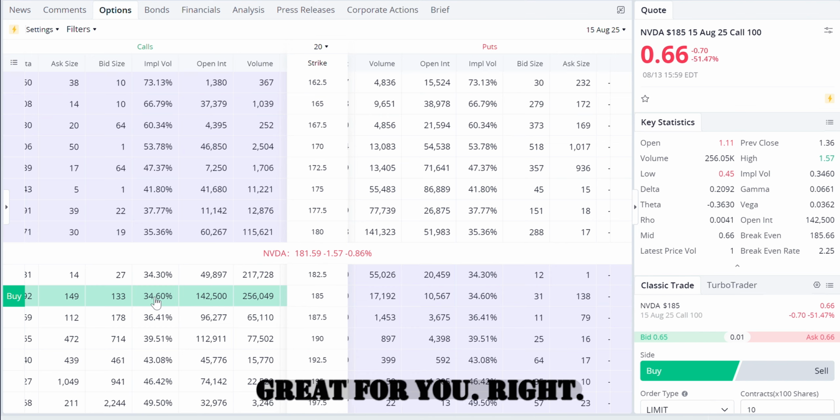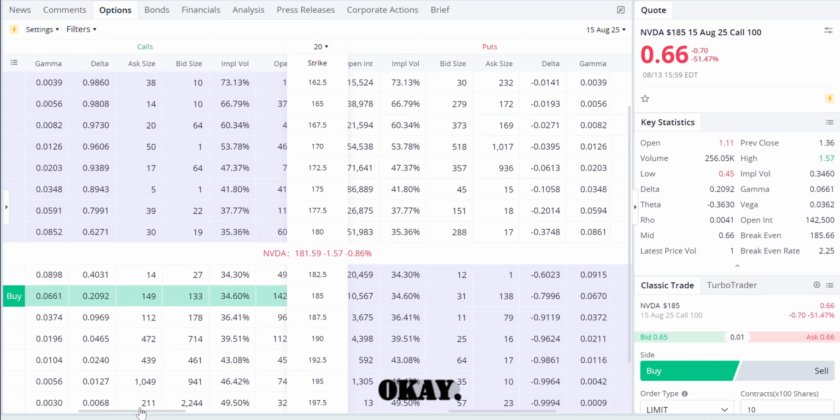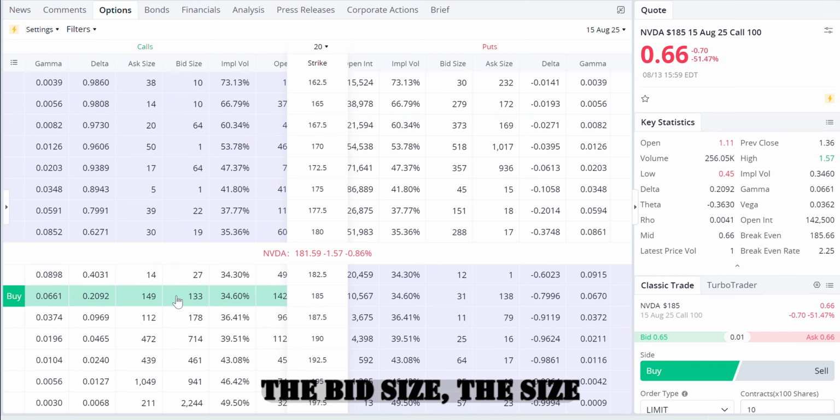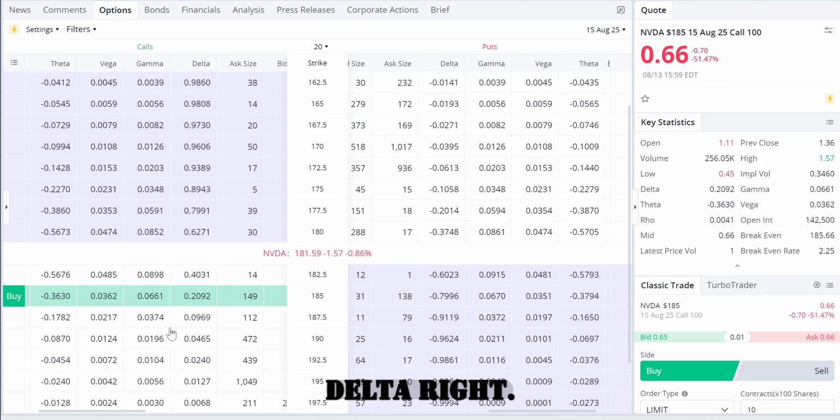Sometimes it could be great for you, if it rolls in your favor, tripling up your profits on that contract. Or sometimes it could go against you, putting you in the hole triple, right? So implied volatility is important to be mindful of. The bid size, the ask size: how many people are selling that contract, how many people are waiting to buy it. All right, your delta.